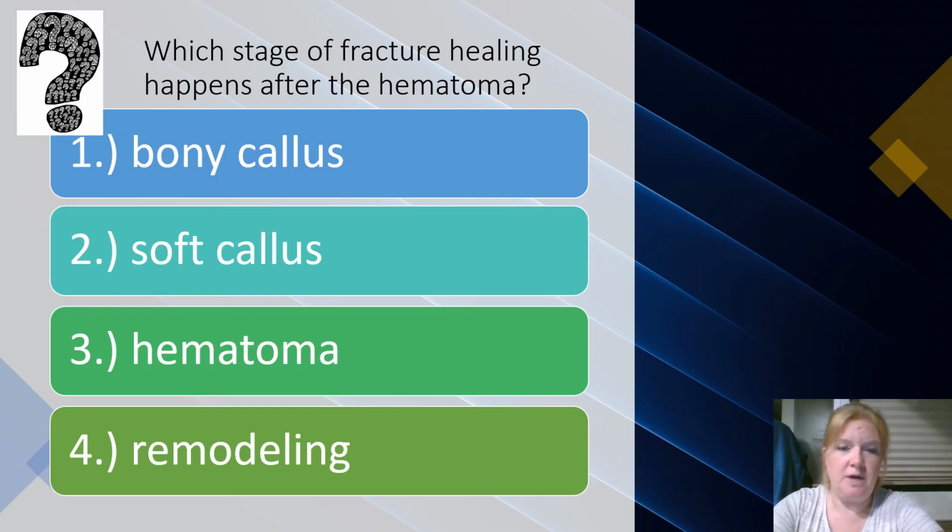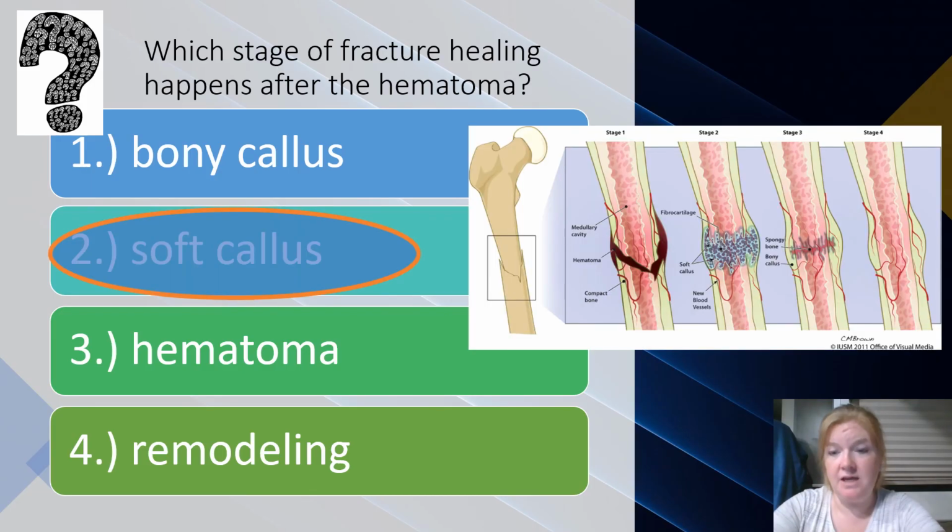Which stage of fracture healing happens after the hematoma? Soft callus. So it's hematoma, soft callus, hard callus, remodeling.